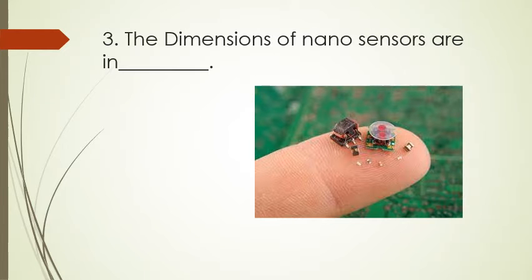Then, the dimensions of nanosensors are in. These are the nanosensors, which you can see are a number of nanosensors placed on the tip of the finger. So that's why we can say that they are very small in size. Now here we have to predict the dimension of it. The options are 10 to the power minus 9, minus 6, minus 3, and none of these. As we all know, nano means 10 to the power minus 9. So option A is the correct one here. Dimension of nanosensors is in 10 to the power minus 9.